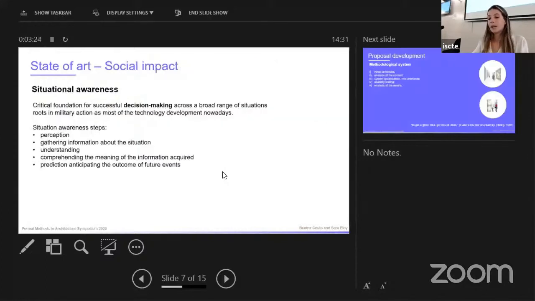In terms of social impact, it makes total sense to talk about situational awareness, which is a critical foundation for decision making across a broad range of situations. And it has roots in military action, as most of the technology developments nowadays. Some steps for situation awareness are perception, gathering information about the situation; understanding, comprehending the meaning of the information acquired; and prediction, anticipating the outcome of future events.